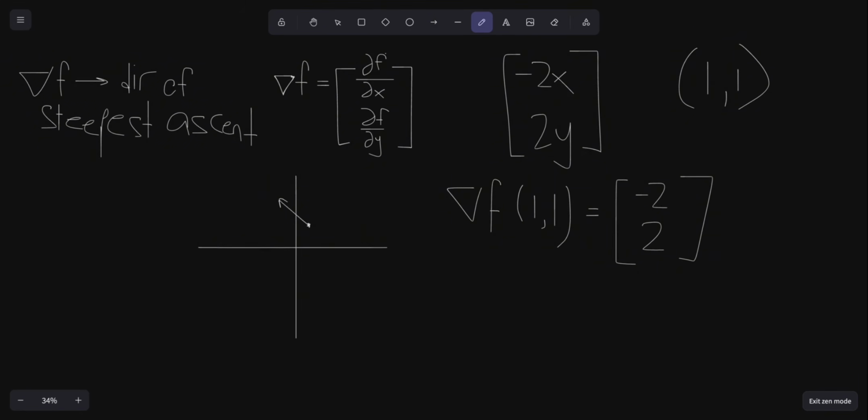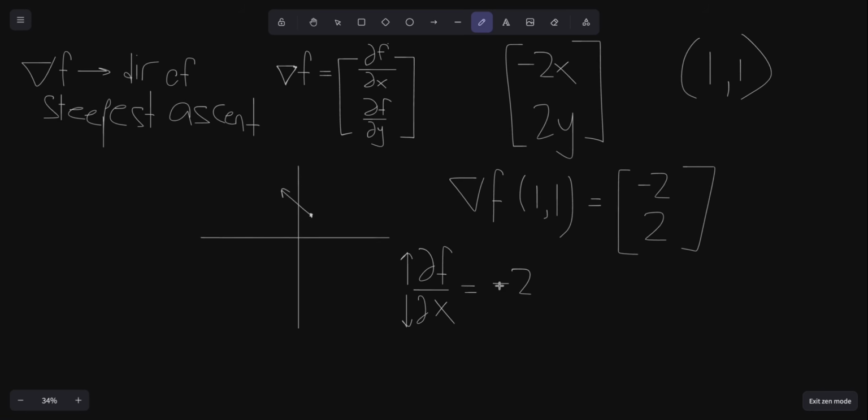Now, why does this make sense? Well, let's think about df dx. In this case, that's equal to negative 2, sorry. What does this mean? This means that if I decrease x by a little bit, my value of the function increases. That is the significance of a negative sign. When you have a negative sign inside your partial derivative, that tells you that at this point, if I decrease my variable a little bit, then my function is going to increase.